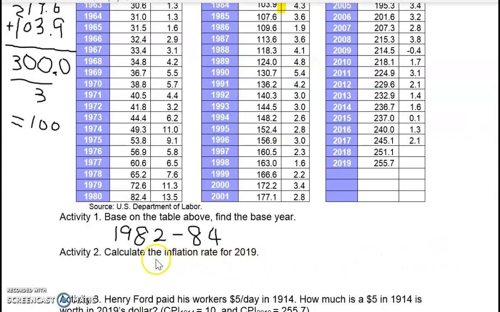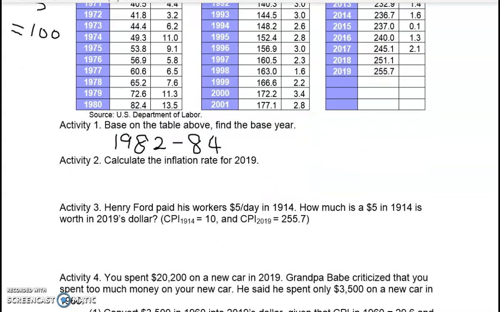So activity number 2 is calculate the inflation rate for 2019. So use the inflation formula. You have the CPI for 2019, also for 2018. So use 2019 minus 2018 divided by 2018. Remember, to convert it into a percentage, you need to multiply by 100 so that you'll get a percentage rate. Okay, so you can do this by yourself, and I'll put it in the bonus question.